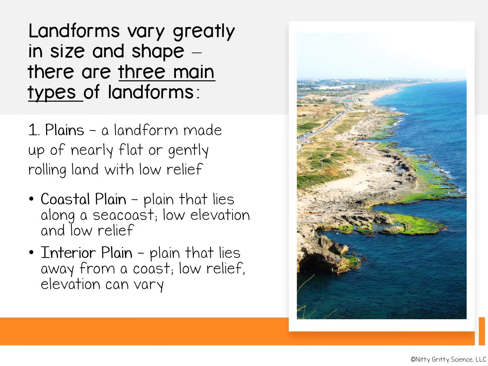A plain is a landform made up of nearly flat or gently rolling land with a low relief. A coastal plain is one that lies along a seacoast and extends up a continent's shores. Coastal plains have both low elevation and low relief. This is different than an interior plain that lies away from the coast. While interior plains still have low relief, their elevation can vary.